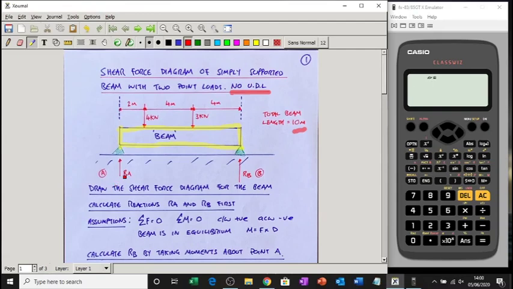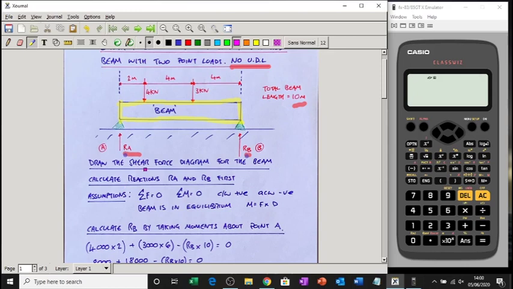So first of all, we've got to work out these two reactions, reaction A and reaction B. That's the first thing we've got to do. So hopefully remember how to do that. That's why calculating reactions is very important, because if we can't do this, everything else will be incorrect. So first of all, we'll work out RA and RB, and then we can do the shear force diagram.